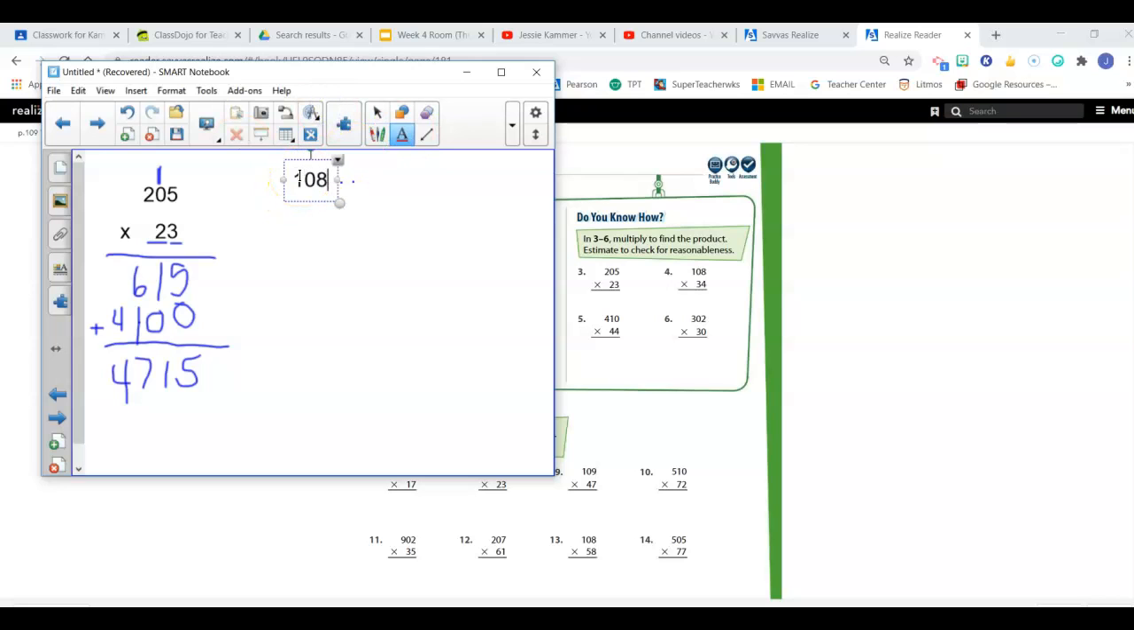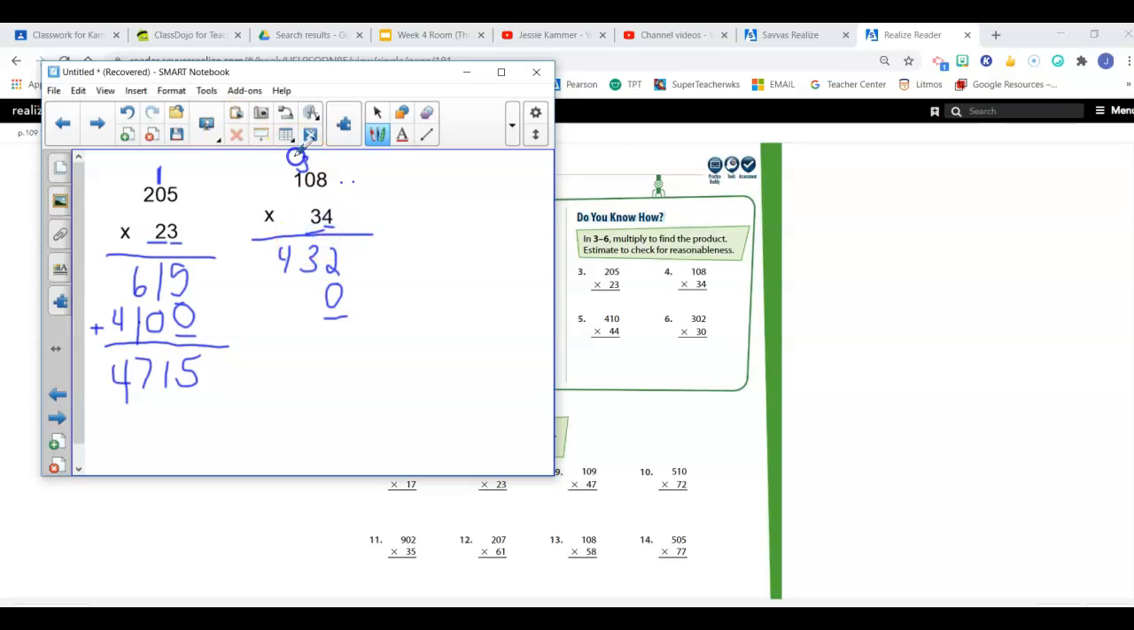Number 4 was 108 times 34. I'm going to start with my 4's digit. 4 times 8 is 32. Drop the 2, carry the 3. 4 times 0 is 0, plus 3 more is 3. 4 times 1 is 4. And then I'm going to add my 0 at the bottom for my place filler like I did over here.